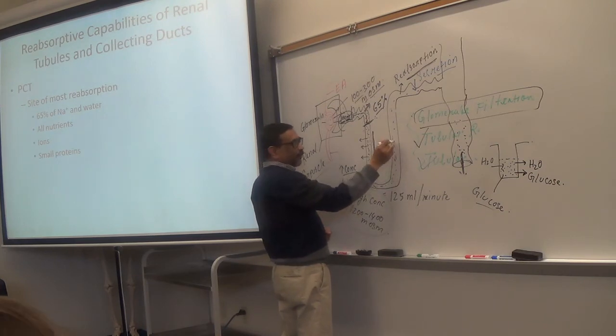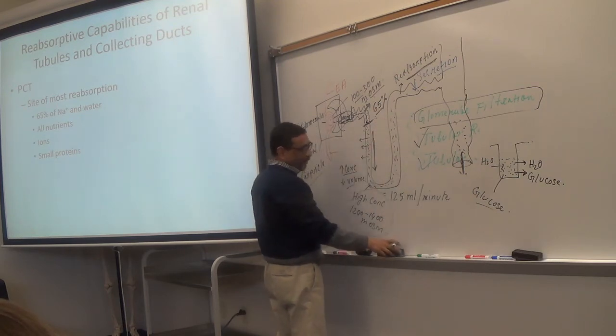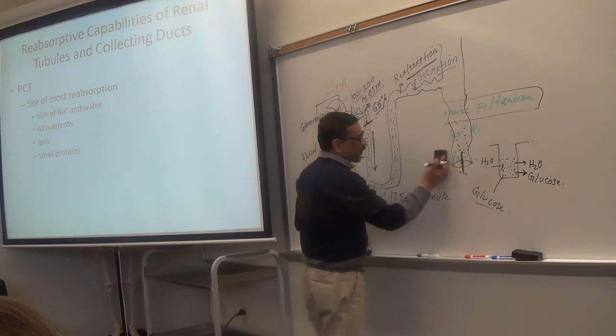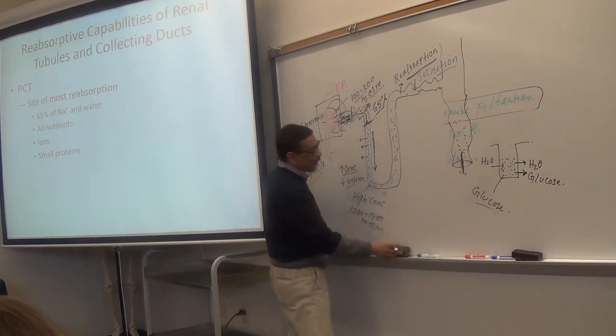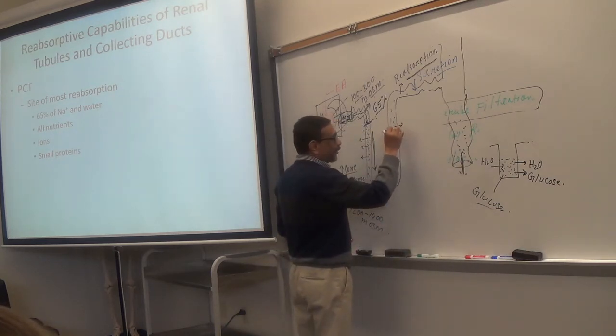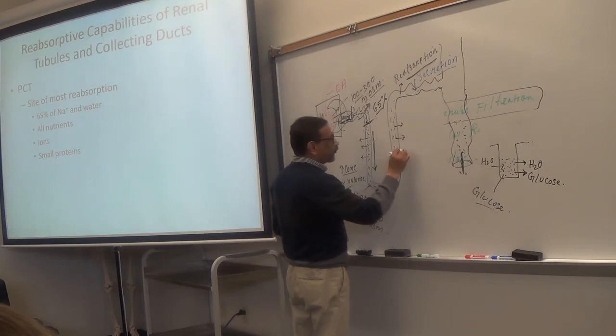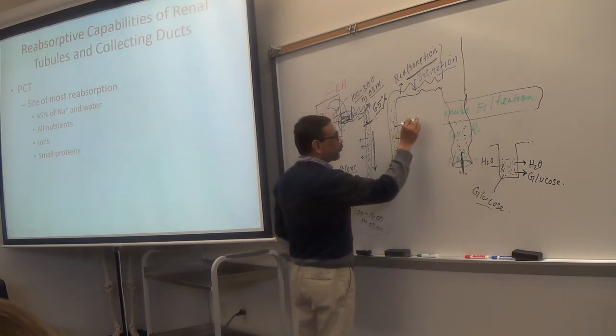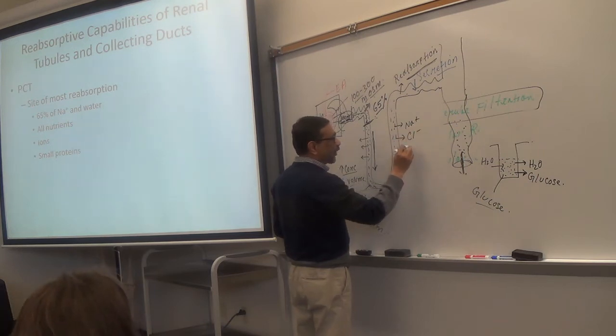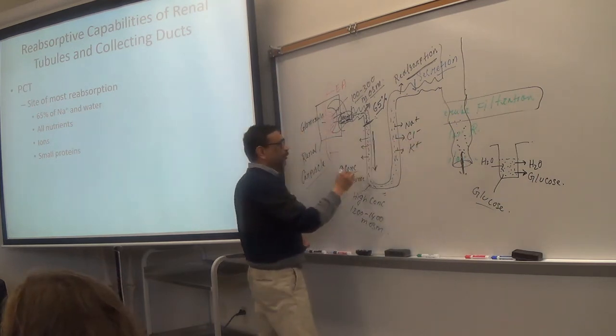Now you see what happens in the ascending limb. Now the fluid will go upwards through the ascending limb of loop of Henle, and this part, interestingly, will not let the water get out, but will let the sodium, chloride and potassium out.